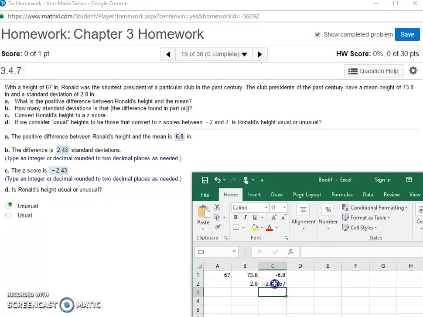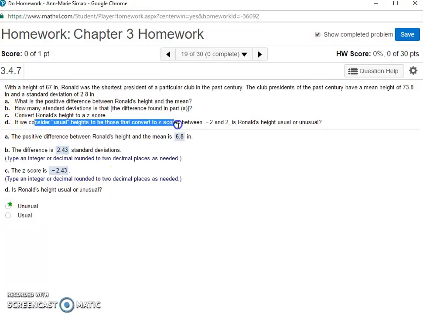However, the z-score, as you can see, is a negative 2.43. And this is going to be considered unusual. It even tells you here, unusual heights convert to scores between -2 and +2. So a negative 2.43 is less than a -2. Therefore, this would be considered unusual. If it was a negative 1.43, that would be considered usual.